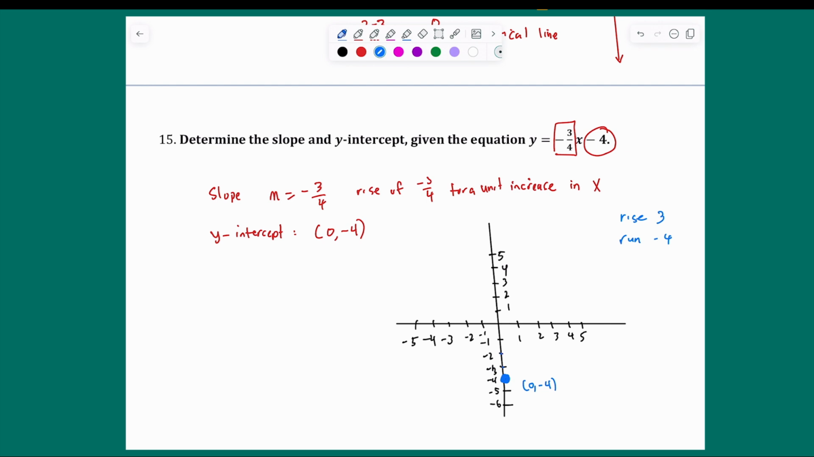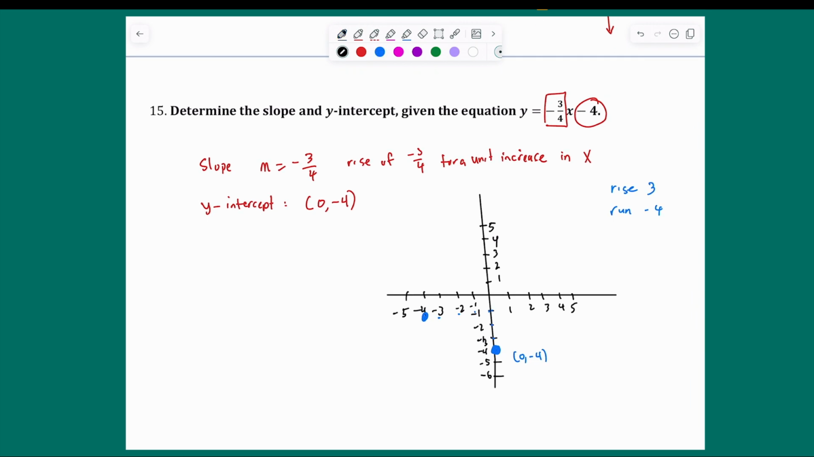I could go up 1, 2, 3, and then a run of negative 4. So 1, 2, 3, 4. Otherwise, you could go down 3, because you have a rise of negative 3 over a run of 4. So you could go down 1, 2, 3, and over 4. Basically, you connect the dots, and there you get a rough sketch of your line, y equals -3/4 x minus 4.